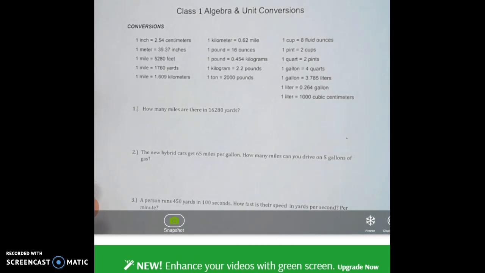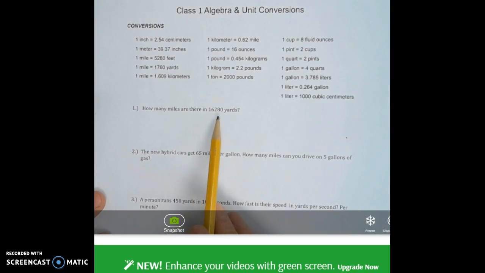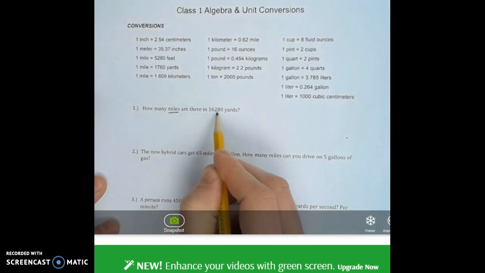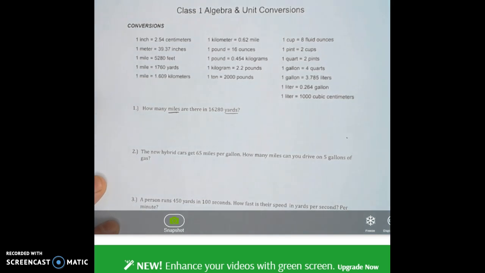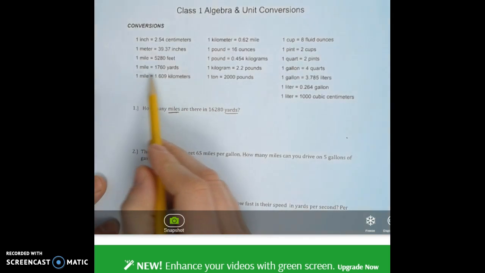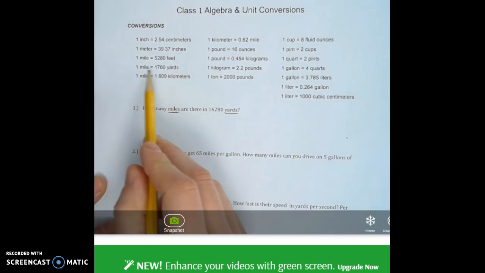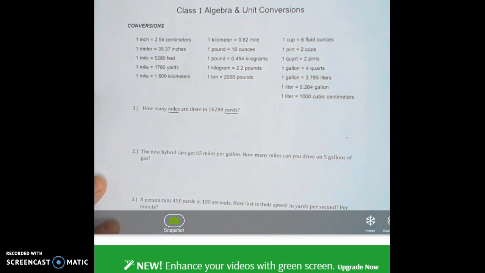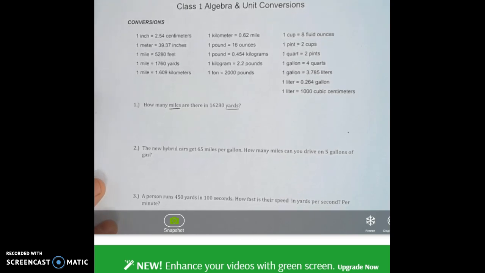In the first question, they're asking us, how many miles are there in 16,280 yards? And so what I want to know, is there a conversion that can get me from miles into yards? And I look up into my list and I see right here that I'm told that 1 mile equals 1,760 yards. And so I'm going to set this up algebraically.